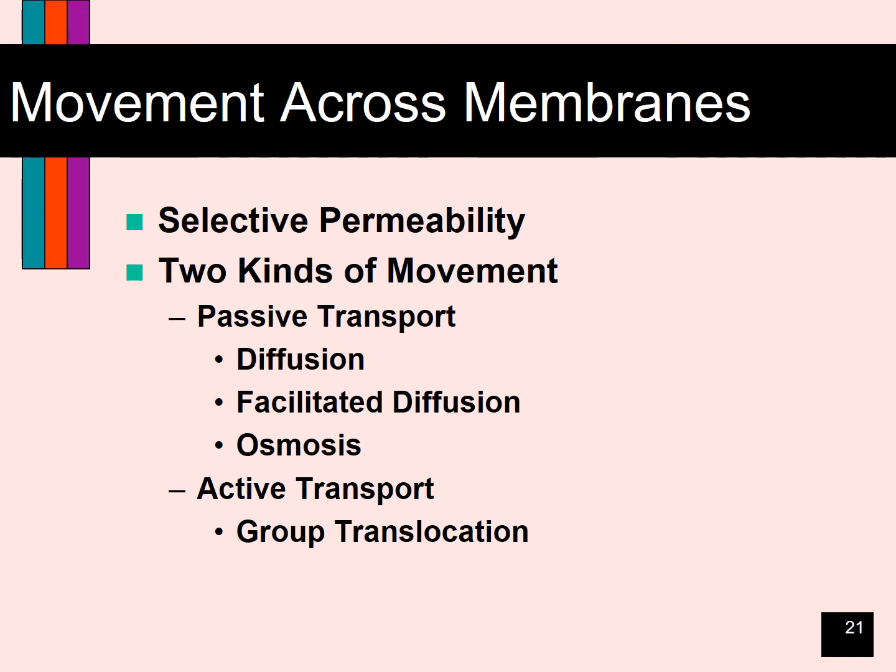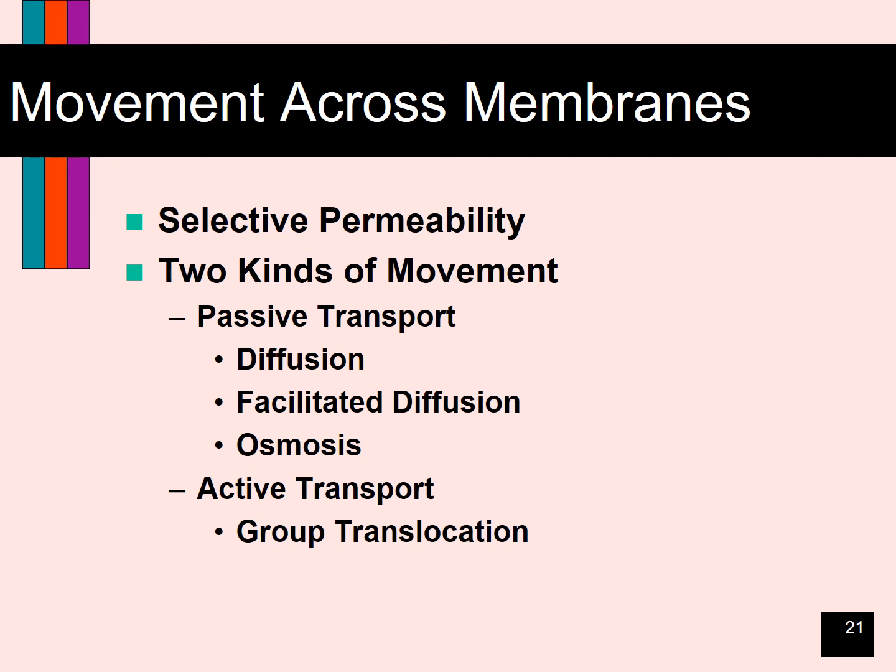So if we were in person, I would ask you what kind of things pass through the membrane easily. Okay, and someone would probably say oxygen. Okay, yes, that's true. Oxygen can pass through the membrane easily. Also, carbon dioxide can pass through the membrane easily. And the reason why is because those molecules are small and they're non-polar.